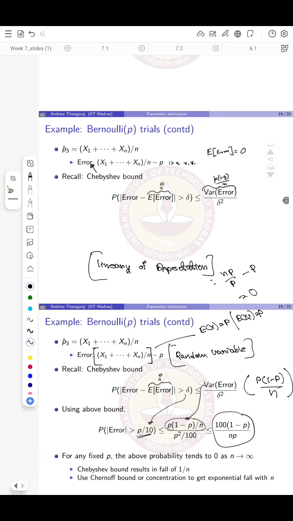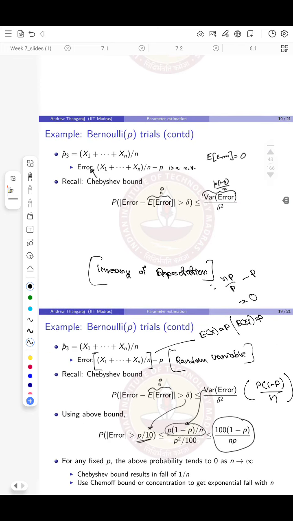In the case of the p3 parameter, x1 and x2 are matched, so the error is the sum x1, x2 and so on, divided by n, minus p. Now what is the expectation of error? We converted it using linearity of expectation, that is E of x1, E of x2 and so on, n of them, and E of x for Bernoulli is p. Then the sum of random variables gives np, the sample Bernoulli expectation of n, so np divided by n. From this we get p minus p equal to 0, so that is why it is coming as 0.